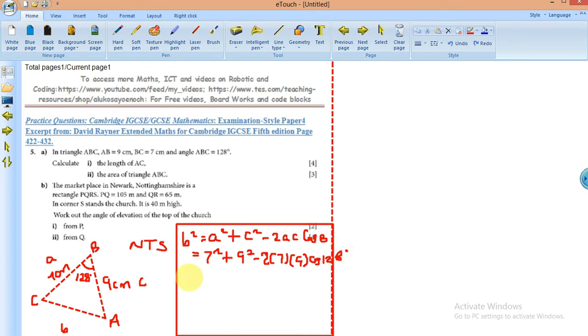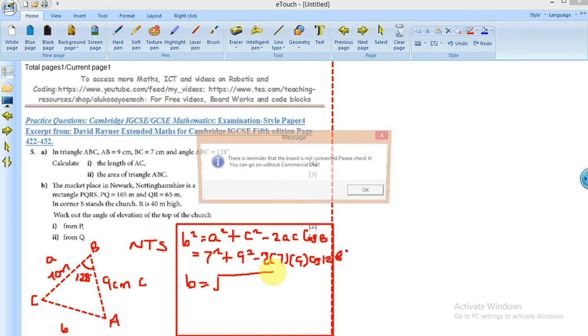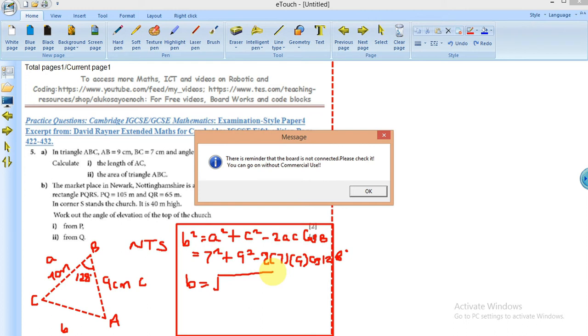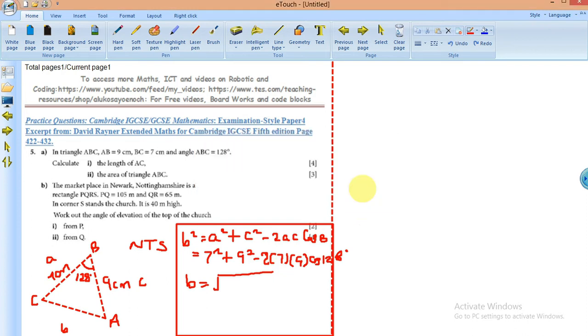Now I'll plug that into the calculator, and the answer displayed on my calculator screen should go inside the square root here. So 7 squared plus 9 squared minus 2 times 7 times 9 times cos 128, close bracket. I have 207.5 something. I'll maintain the answer display on my calculator, but I'll write it to 3 SF: 208.